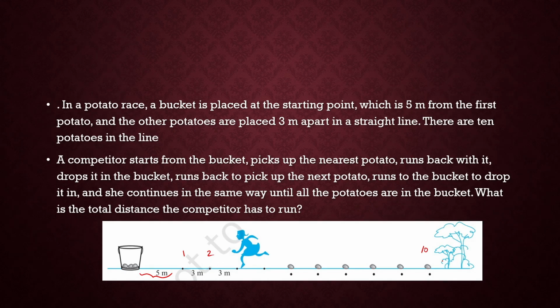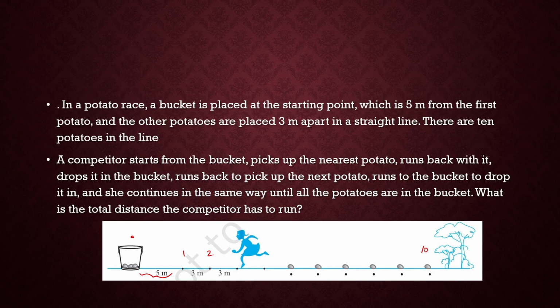A competitor starts from the bucket, picks up the nearest potato, runs back with it, drops it in the bucket, then runs back to pick up the next potato, runs to the bucket to drop it, and she continues in the same way until all the potatoes are in the bucket. So what is the total distance the competitor has to run? So first let's find out the distance the competitor needs to run in order to put the first potato into the bucket.